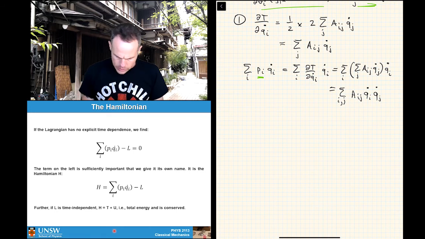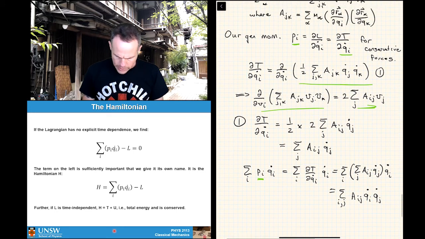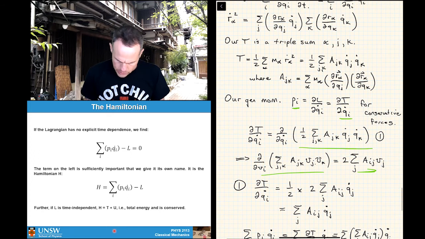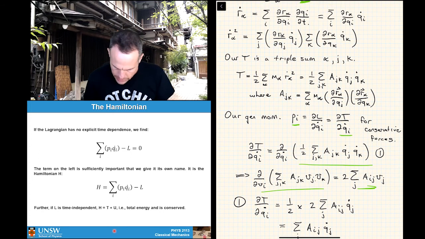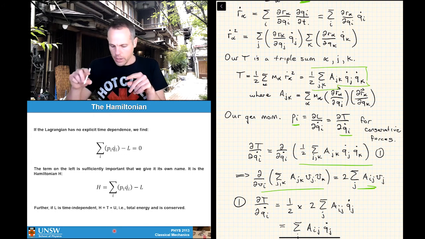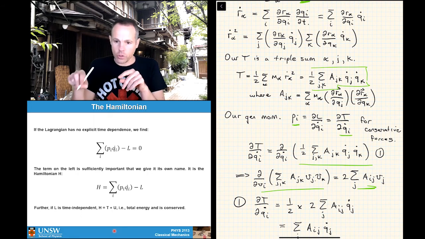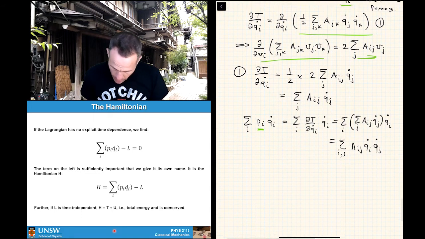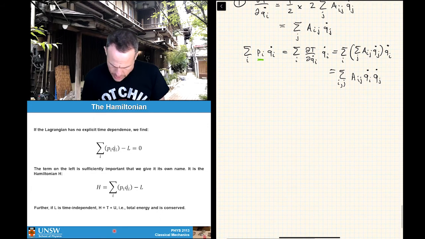And of course, if we look back up at what our kinetic energy was, our kinetic energy up here is basically a half times the sum over j,k of a_jk q_j dot q_k dot, right? So this thing down here actually turns out to be equal to 2 times T, okay?